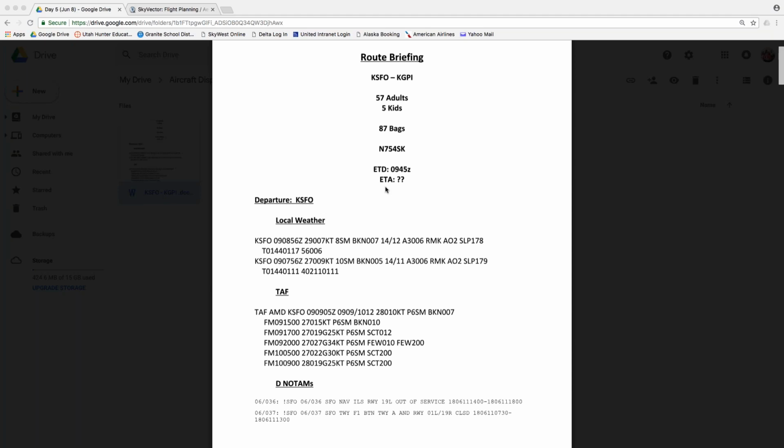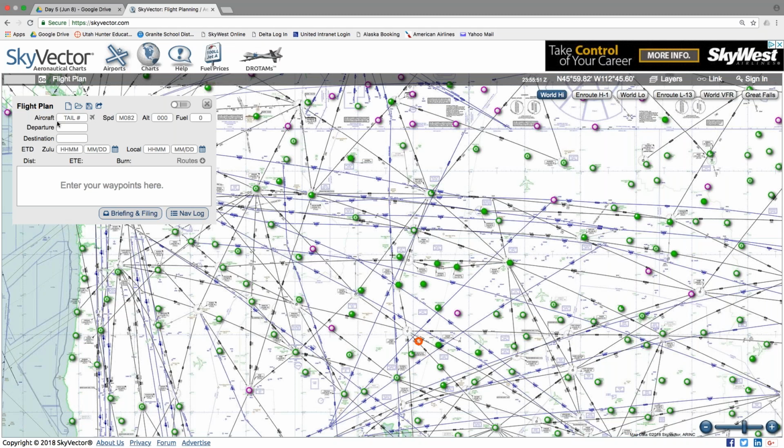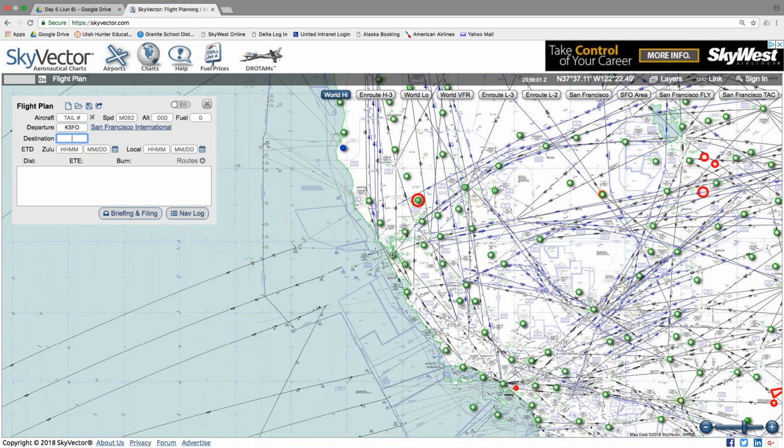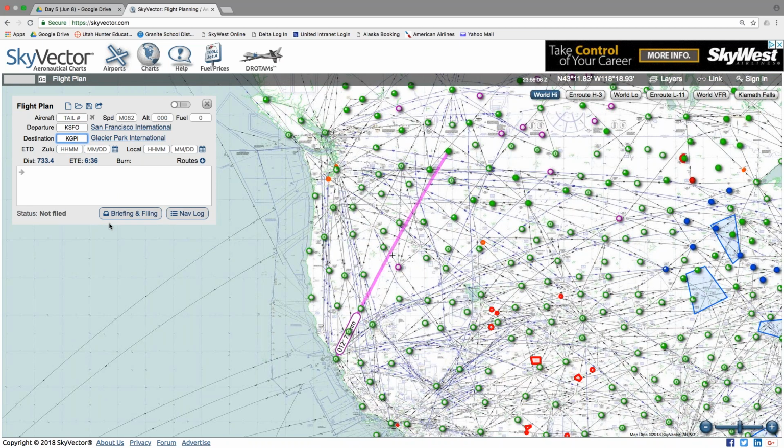So right now our ETD, estimated time of departure, is 09:45. Okay. So the first thing we do to figure out our ETA, we need to go to Skyvector and we just put in here our departure airport is KSFO and our destination is KGPI. Okay, we have a direct distance there.